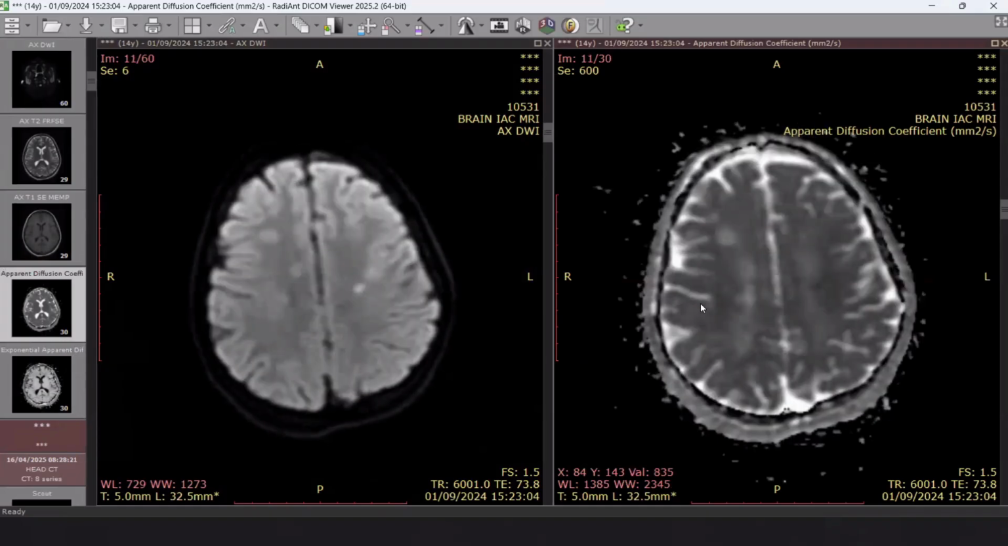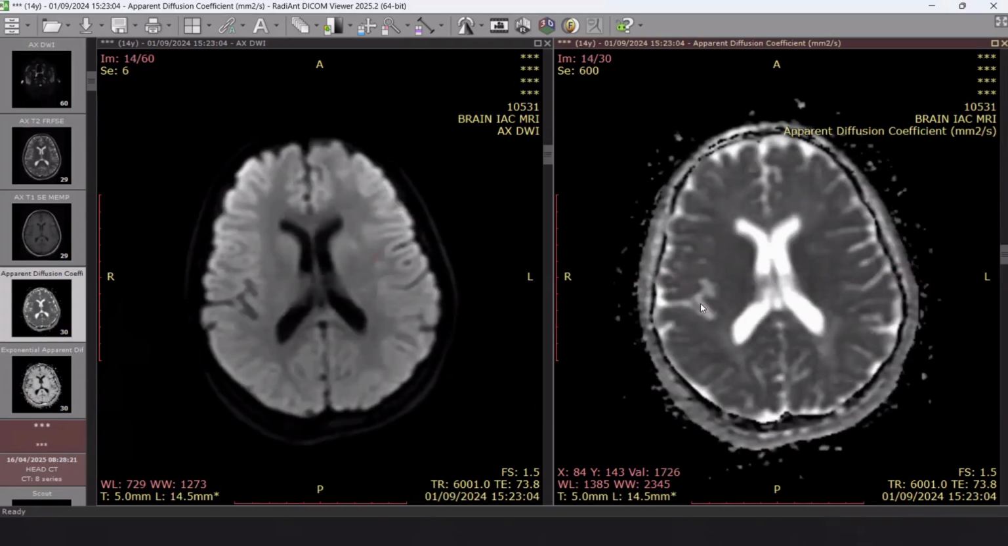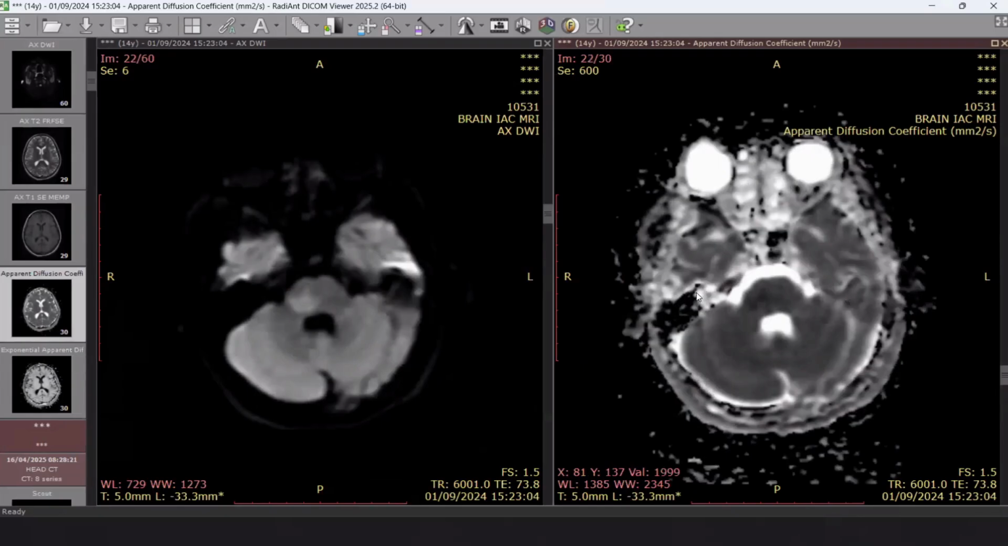Yes, ma'am. The area within the left paraventricular region shows some diffusion restriction. Yeah, this one shows restricted diffusion. Agree. And I think this area along the right aspect of the pons also shows restricted diffusion, and the right middle cerebellar peduncle. What's your diagnosis? Sir, the radiological appearance is more likely multiple sclerosis.